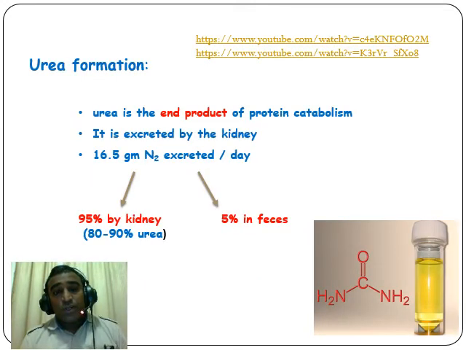Once urea is the end product, it will then be secreted mostly by the kidney, that means as urine, as well as a small amount, that is 5%, in the feces. I have also provided URL links to YouTube videos that give you further description of this urea cycle.